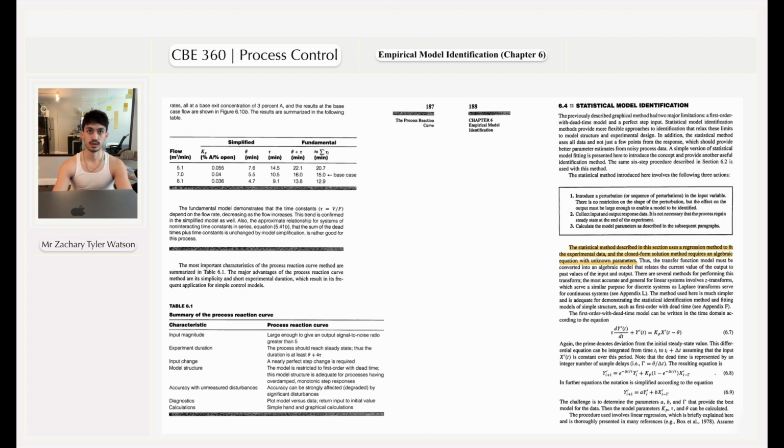For diagnostic calculations: plot model versus data, return input to initial value, and then calculations, simple hand and graphical analysis. Yeah, these are supposed to be separate. Input change and model structure, that's not the same. It should be separate. It's not one term. Moving on to section 4.